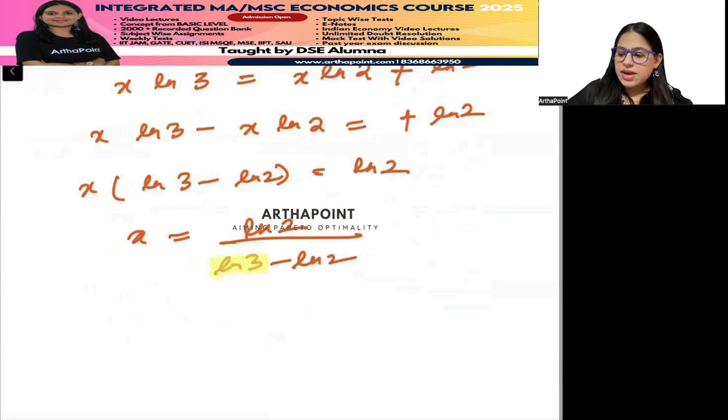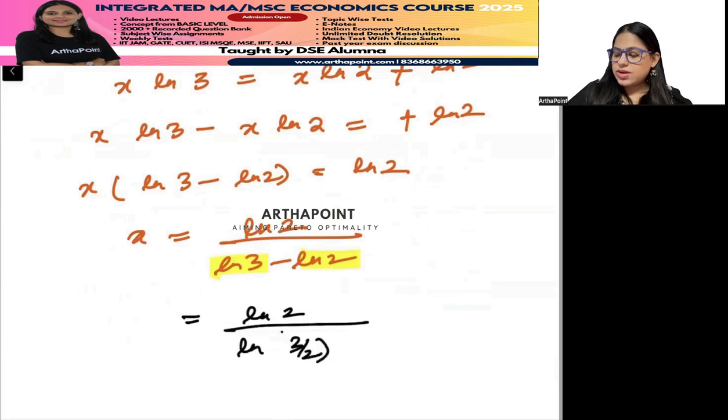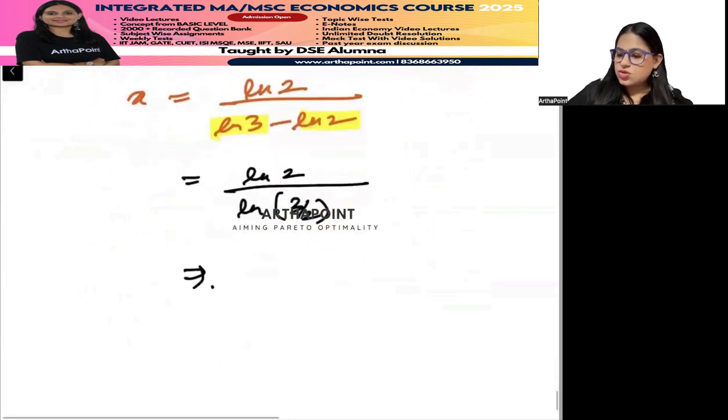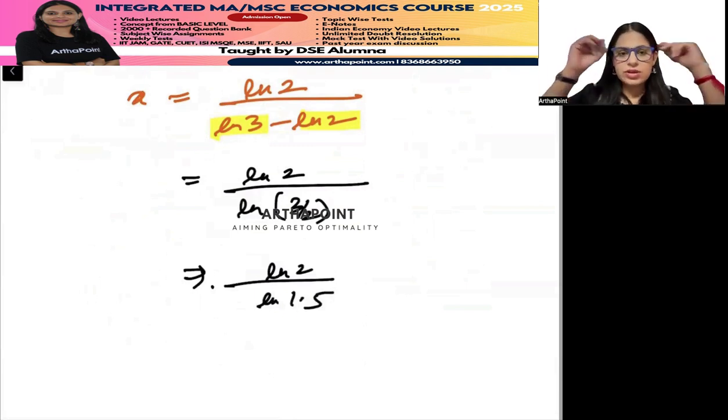We know log m minus log n is log m by n. So you can also write this as log 2 divided by log 3 by 2. So this is going to be log 2 upon log 1.5. Just solve this, that's it. Questions are not very difficult when it comes to the maths part especially. The only thing you have to do is revise your basics well.